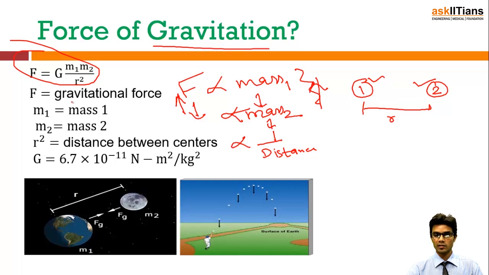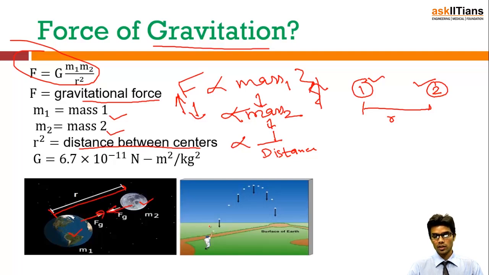Here F is the gravitational force acting between these two bodies. m1 is the mass 1, m2 is the mass of the second body, r is the distance between the centers of these bodies, and G is the gravitational constant. The value of G is 6.7 into 10 to the power minus 11 Newton meter square per kg square. Here this is the mass 1, this is the mass 2, and this is the distance between these two bodies, and this is the force of attraction acting between these two bodies.